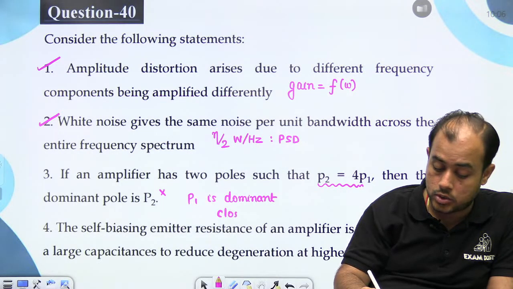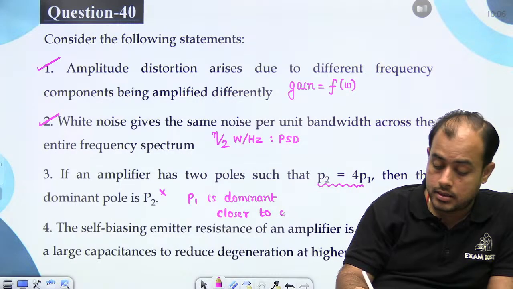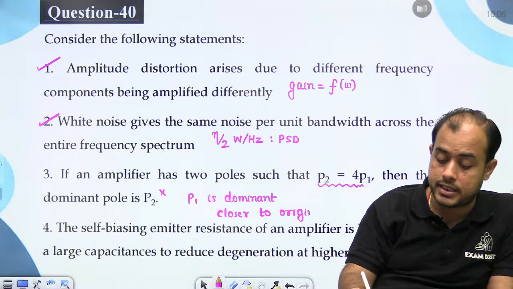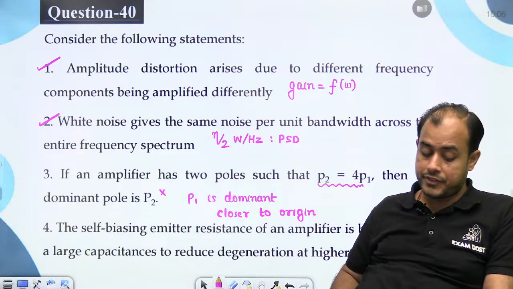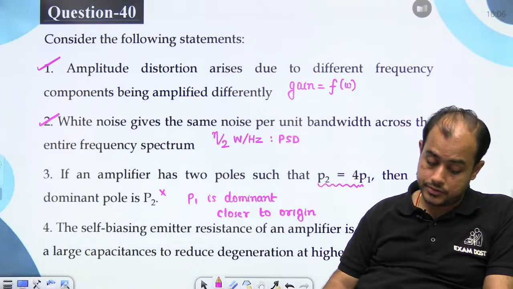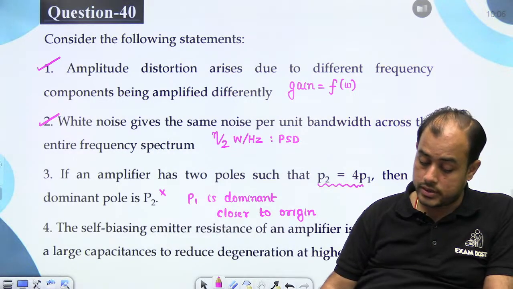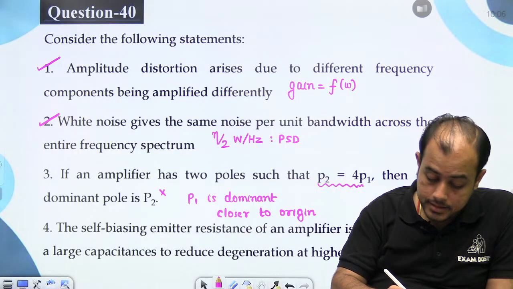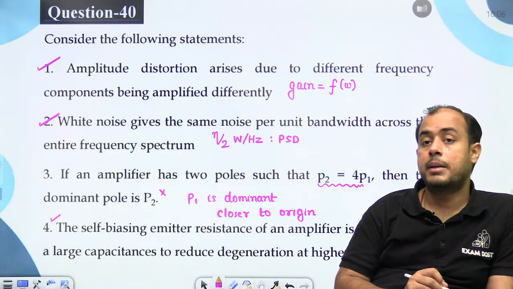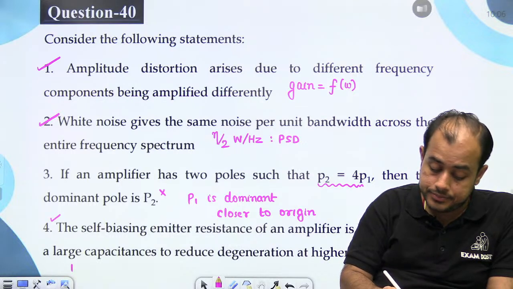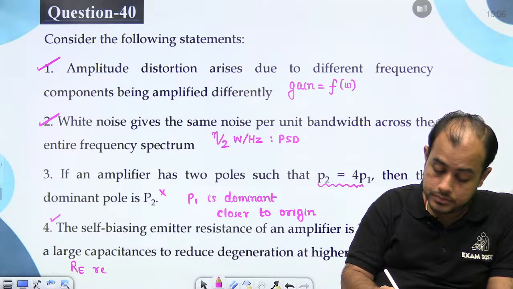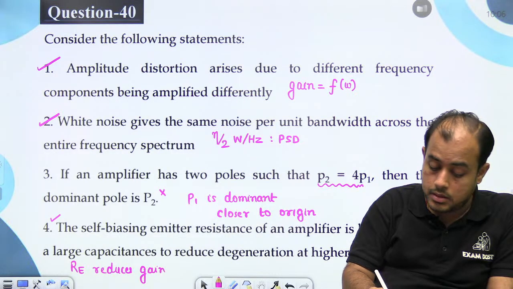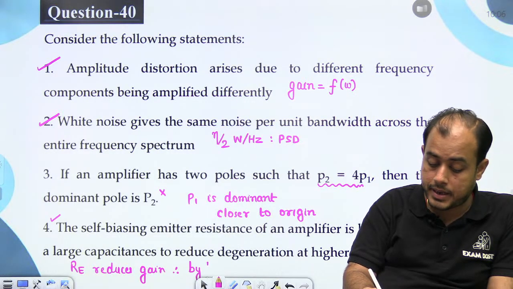It is closer to origin. The self-biasing emitter resistance of an amplifier is bypassed by large capacitance to reduce degeneration at high frequency. This is correct. जो RE होता है ना, therefore bypass capacitor is used.